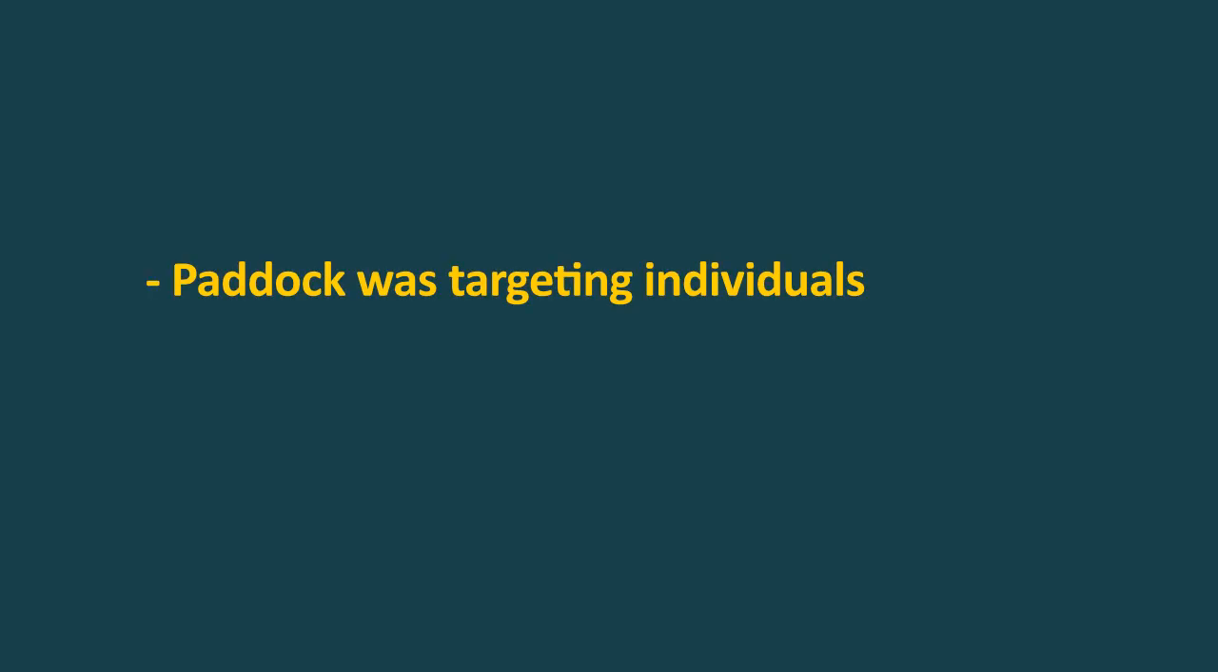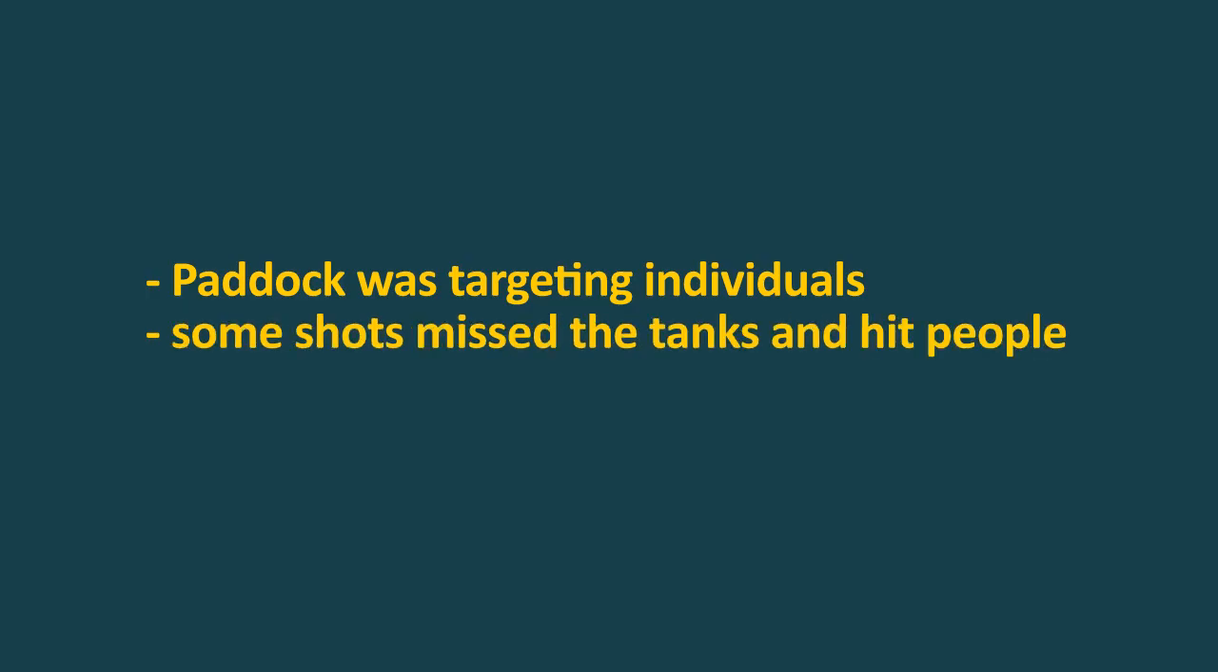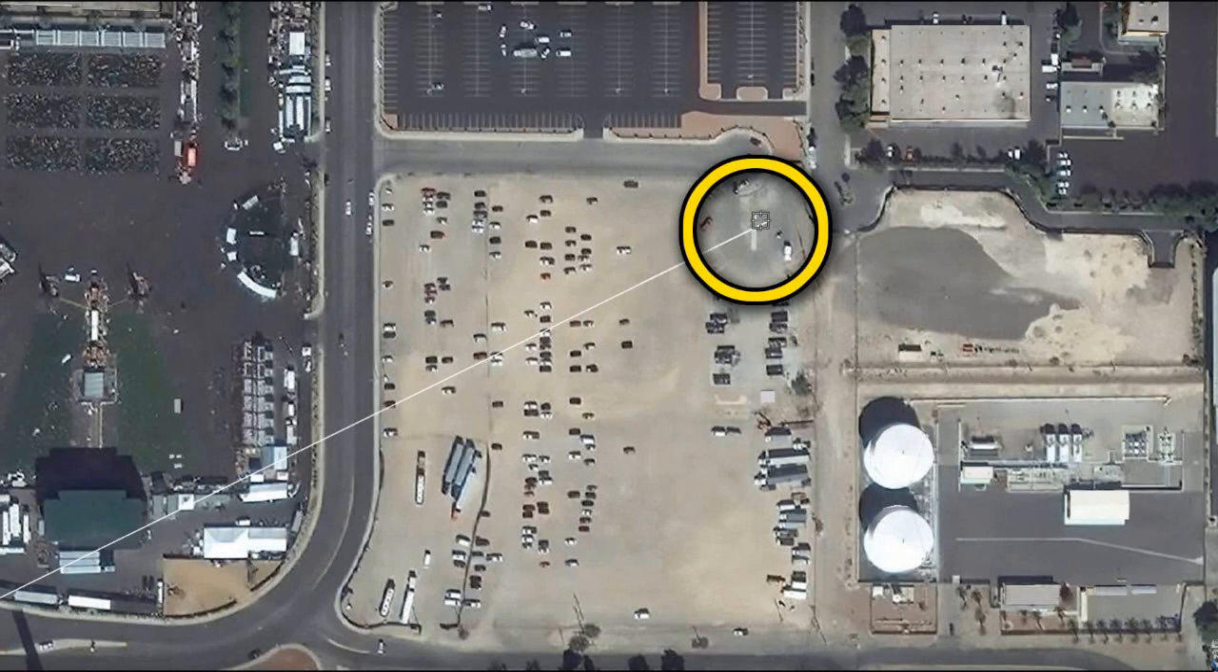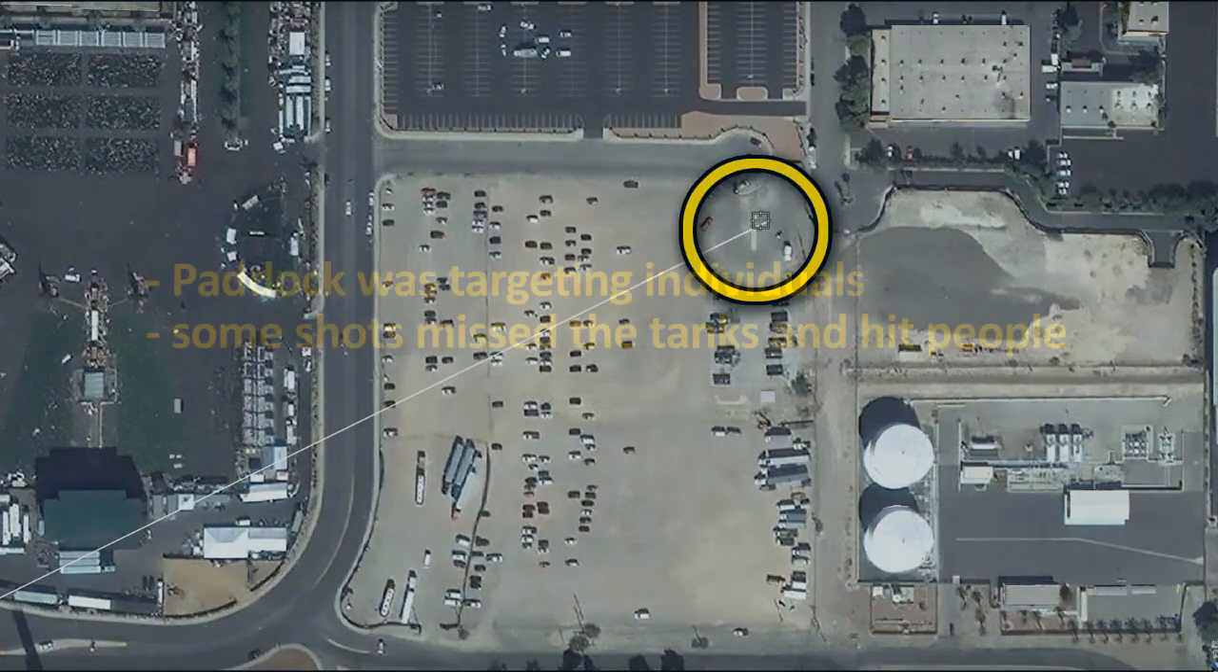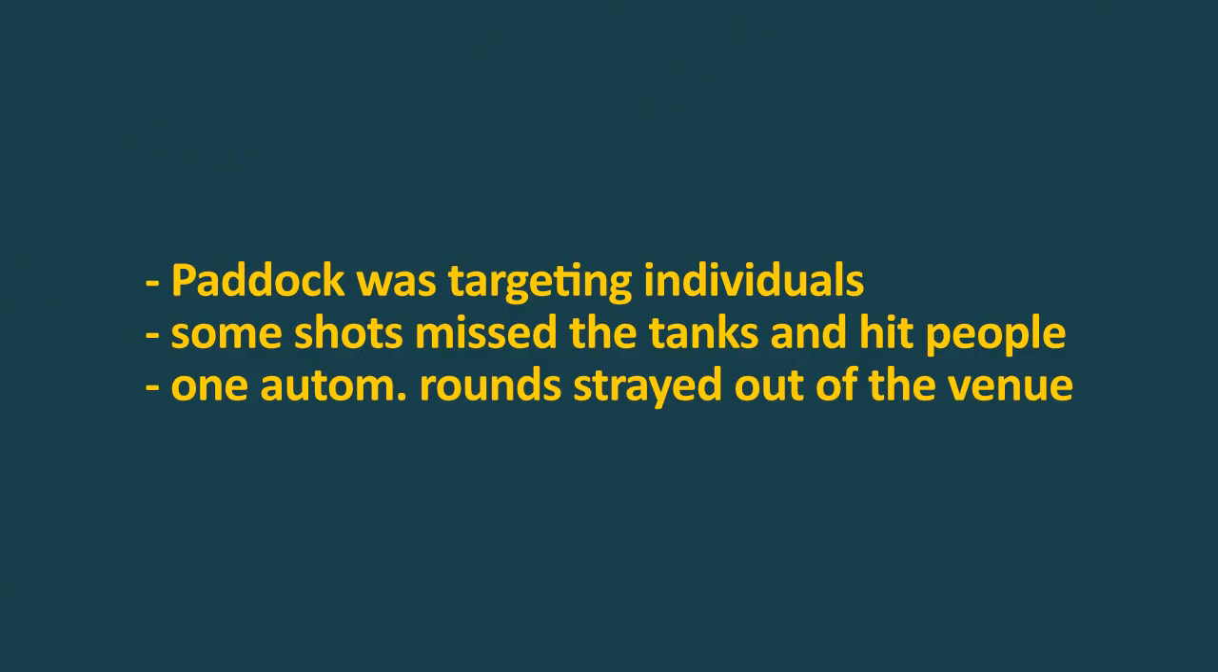Given these two cases, we are dealing with three possibilities. 1. Paddock was targeting a few individuals in the airport area through a scope. 2. Some shots aimed at the tanks missed and hit people by accident. This seems unlikely, as the spot where Ramirez was shot is far away from the tanks. 3. One automatic round briefly strayed out of the venue.